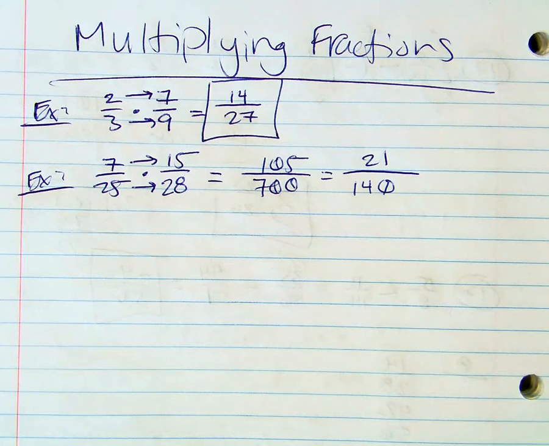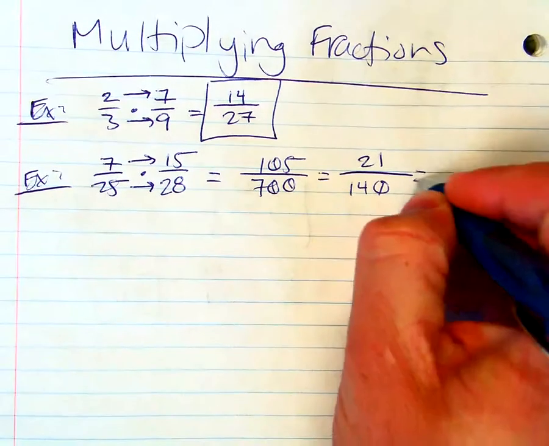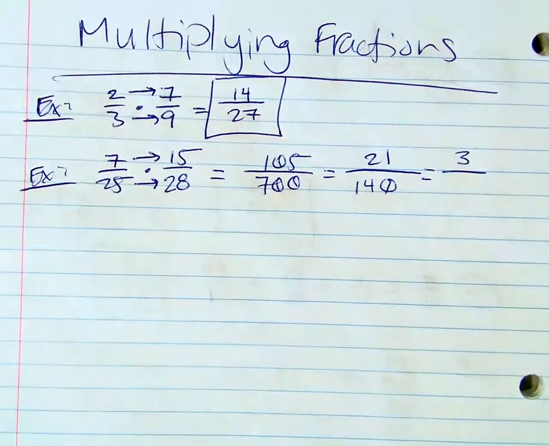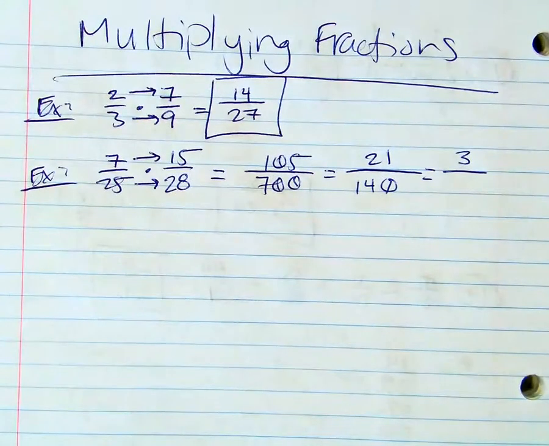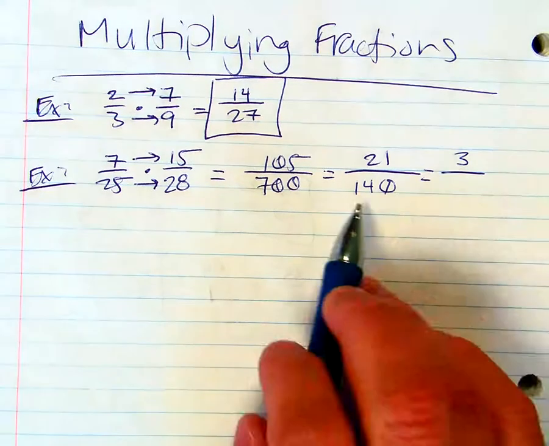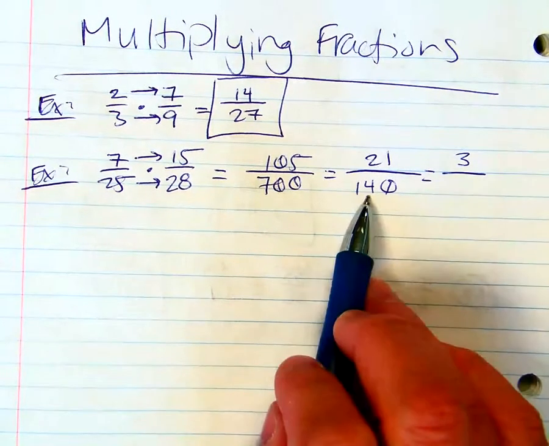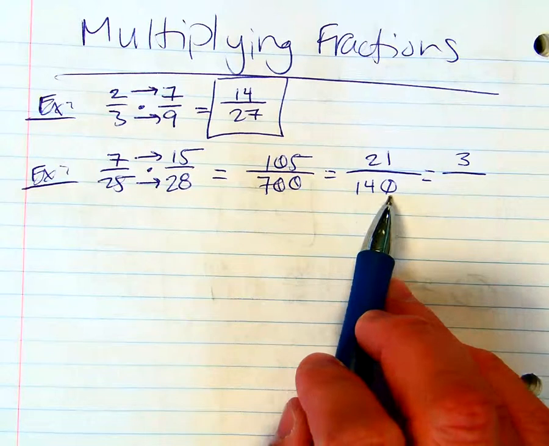This is getting a little ridiculous. These numbers are still not done. There is a number that goes into 21 that also goes into 140. Drew? 7. 7 goes into both of these. 7 will go into 21 3 times. It may not be completely obvious to everyone up front, but 7 also goes into 140, and it should go in 20 times, because 7 goes into 14 twice, with a 0 at the end.